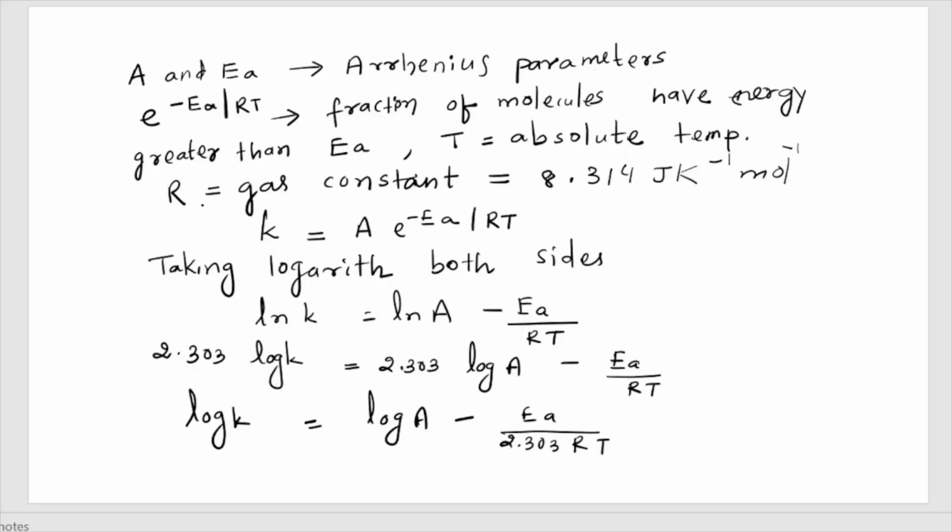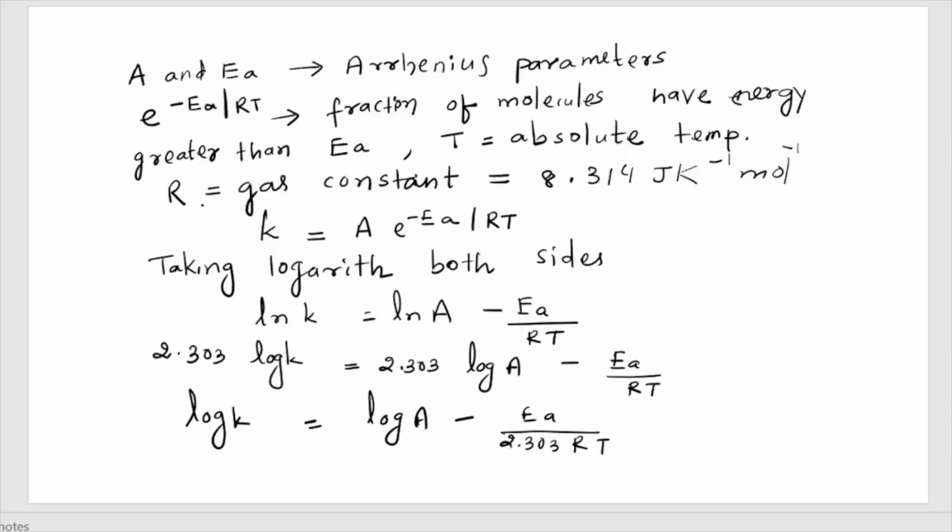E to the power minus EA by RT is the fraction of molecules having energy greater than EA. So what is e to the power minus EA by RT? This is the fraction of molecules with energy greater than EA. And T is the absolute temperature. The gas constant R is 8.314 J K to the power minus 1 mole to the power minus 1. So K equals A e to the power minus EA by RT, which is known as the Arrhenius equation.